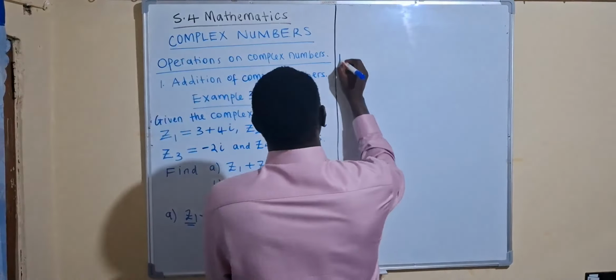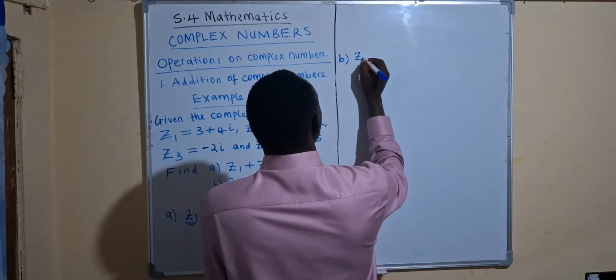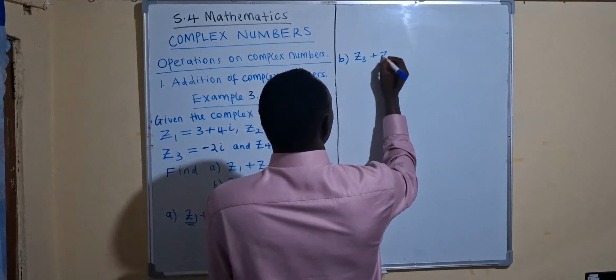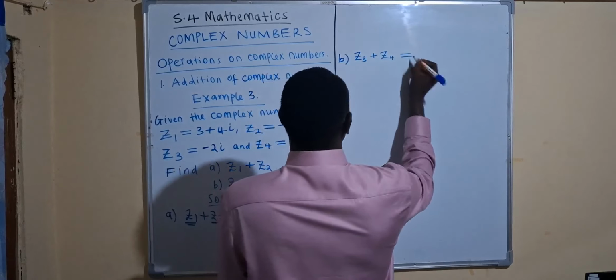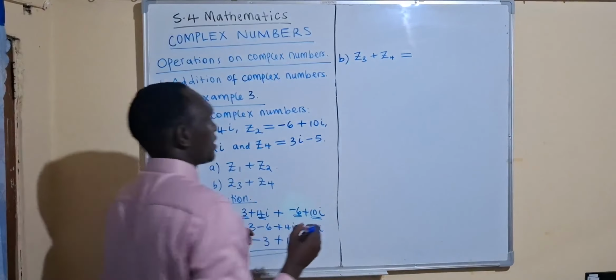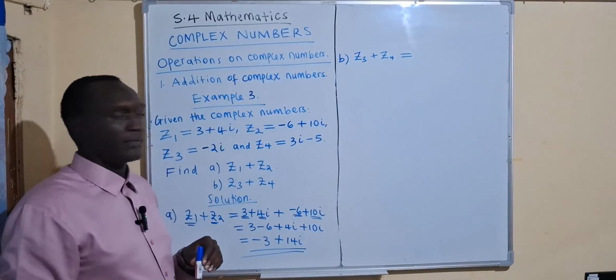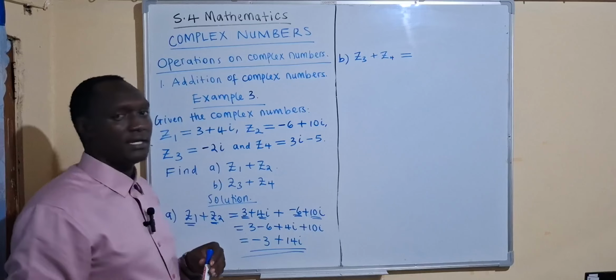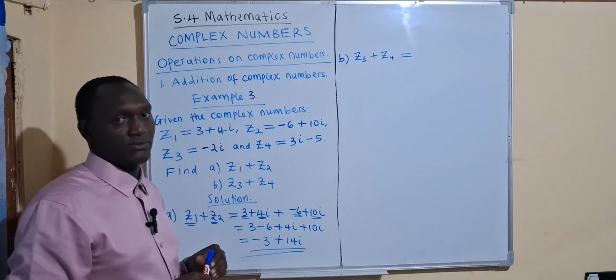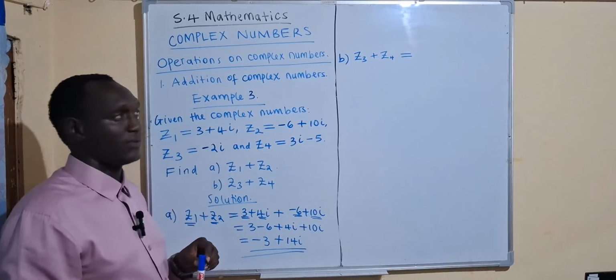So the solution for z1 plus z2 is negative 3 plus 14i. Part B, which says find z3 plus z4. Let us substitute for z3. z3 is negative 2i. What is the implication here? The implication here is that the value of the real part is 0.